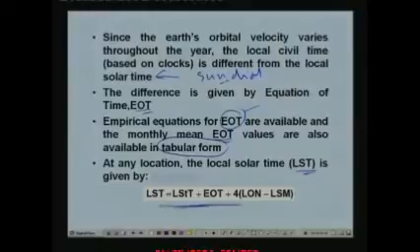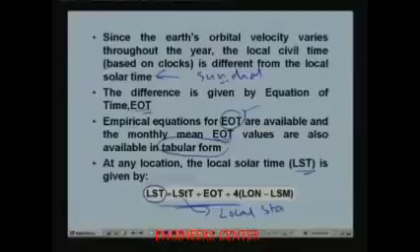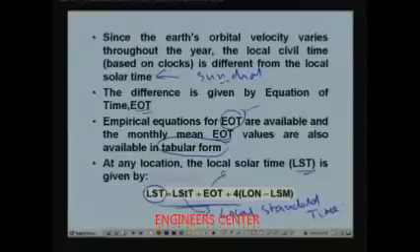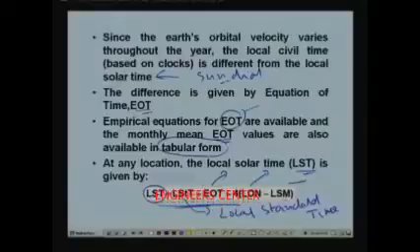This expression LST is the local solar time, which is equal to LST, the local standard time, plus EOT. EOT, as you know, is nothing but the equation of time, plus 4 into (LON minus LSM). LON is the local longitude, and LSM is the local standard meridian.